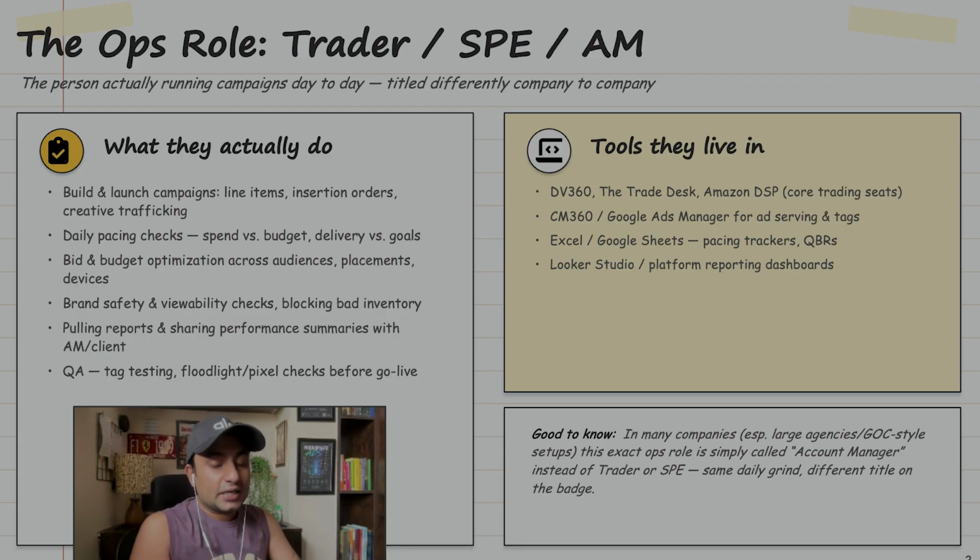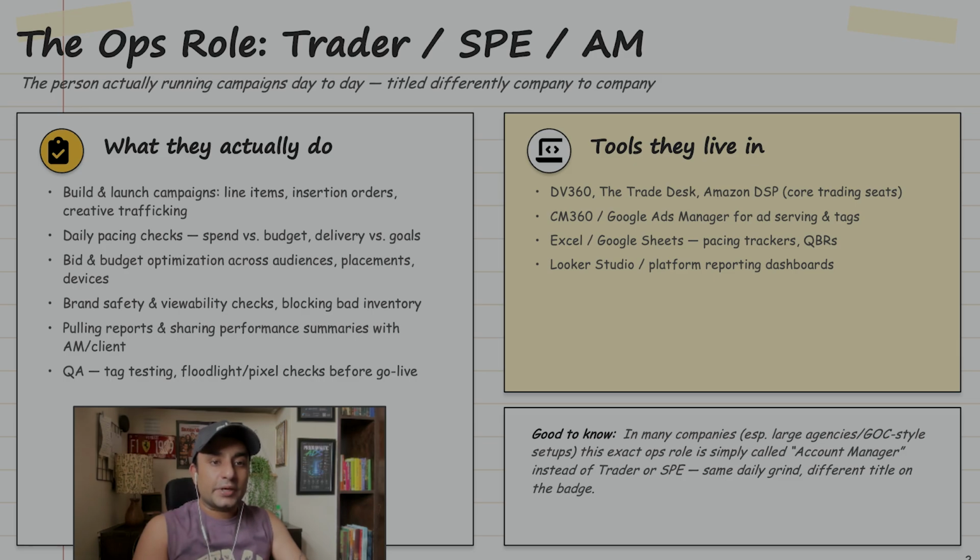So the second responsibility they share is doing daily pacing checks, which means how much spend is getting done by each campaign, like what is the spend done by each campaign or insertion order, whatever duties they have been allotted. So checking daily pacing, what is spend versus the required budget, what is the delivery going on versus the goal that we need to achieve. That's an important responsibility that a trader performs day to day.